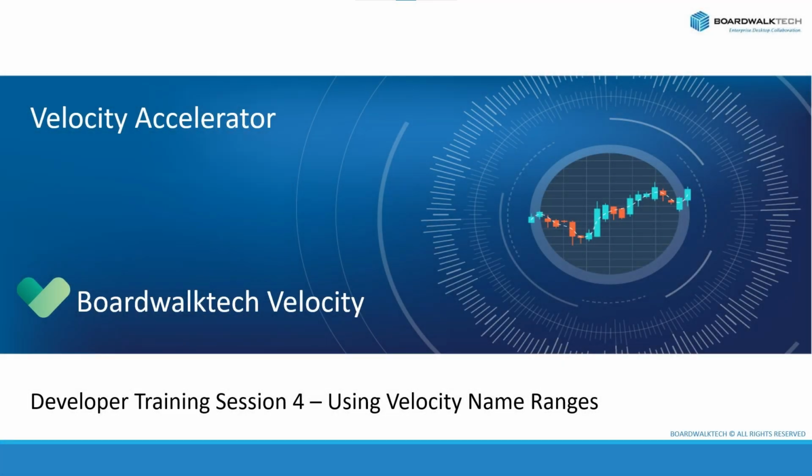Velocity uses name ranges for everything. Every cuboid is referenced by name ranges. Every column has a name range. Even the formats have a range name. In this session, we will focus on how to use cuboid name ranges and to be able to form our own name ranges. We will also focus on how to use name ranges in data lists, pivot tables, and graphs.